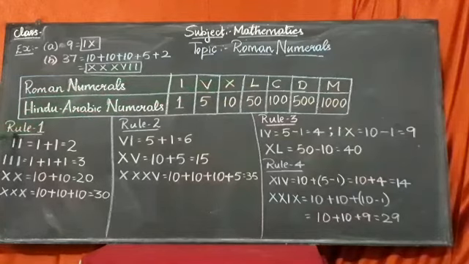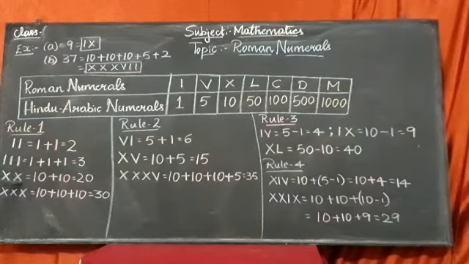So let us go to rule number 1. Repetition of numerals means addition. No numeral can be repeated more than 3 times. So I represents 1 in Hindu-Arabic number. 2 we write as I, I in Roman numerals. We write 3 in Hindu-Arabic number, that is 1 plus 1 plus 1, and we get III in Roman numerals.